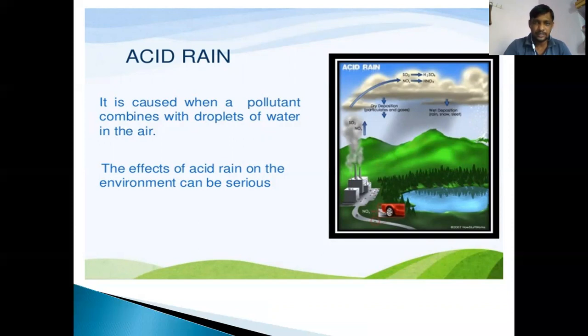Because around the Taj Mahal, so many factories are present. The factories emit harmful gases such as carbon dioxide, nitrogen dioxide, and sulfur dioxide. These gases will mix with the rain, and it is falling as acid rain. That acid rain is destroying the purity of the Taj Mahal.